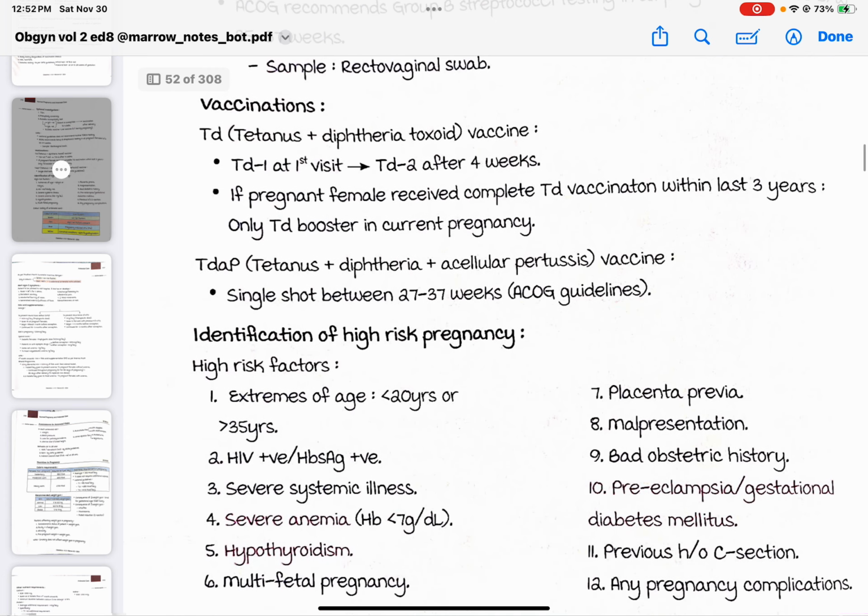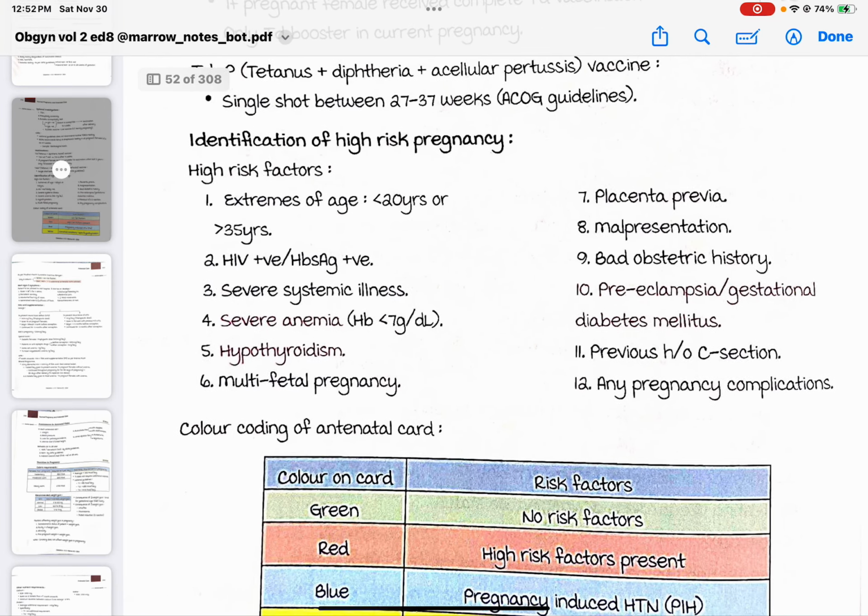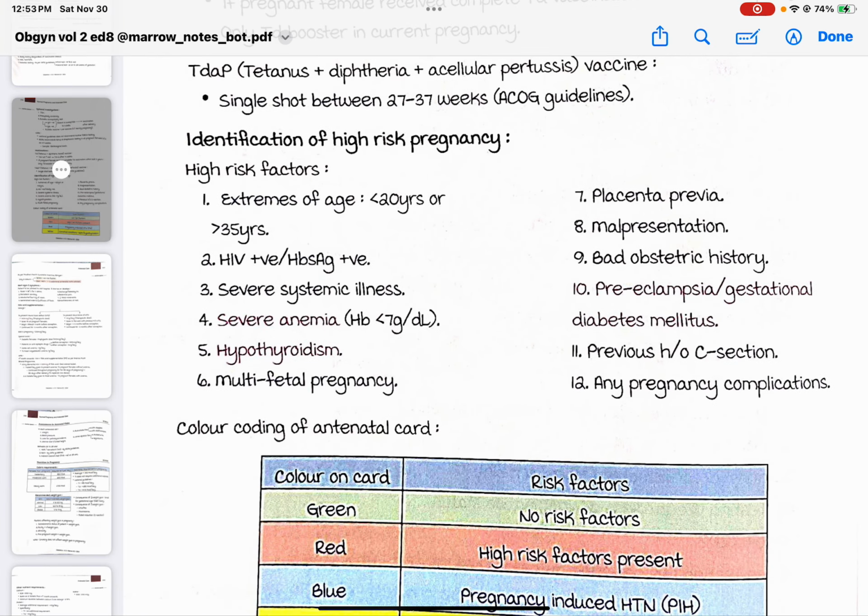Vaccination: TD, tetanus diphtheria toxoid vaccine. TD1 at first visit, TD2 after 4 weeks. In Canada, they give Tdap, which has pertussis as well. If a pregnant female received complete TD vaccination within the last 3 years, only a TD booster in the current pregnancy. So here is the Tdap, tetanus diphtheria acellular pertussis vaccine. Single shot between 27 to 37 weeks. Single shot, and it is recommended with each pregnancy.